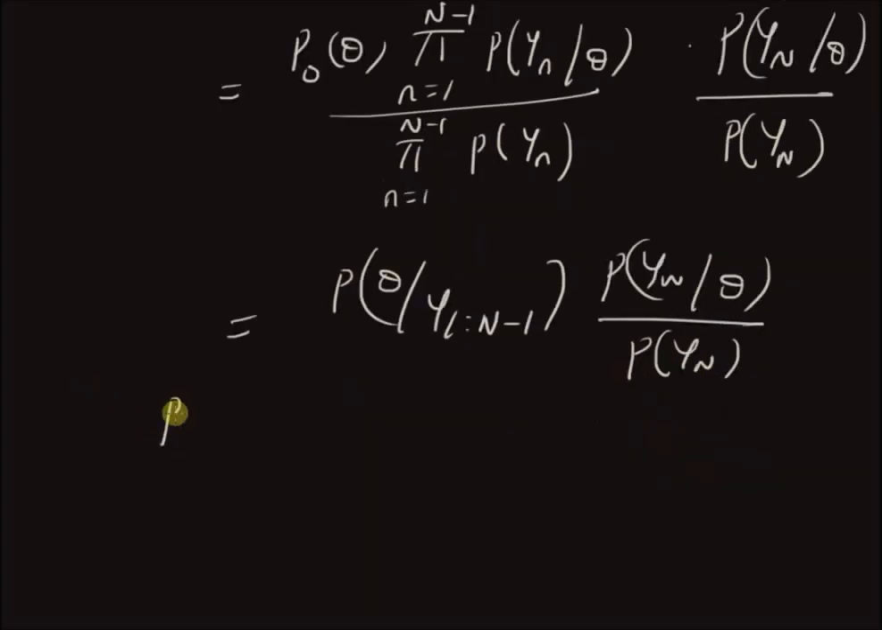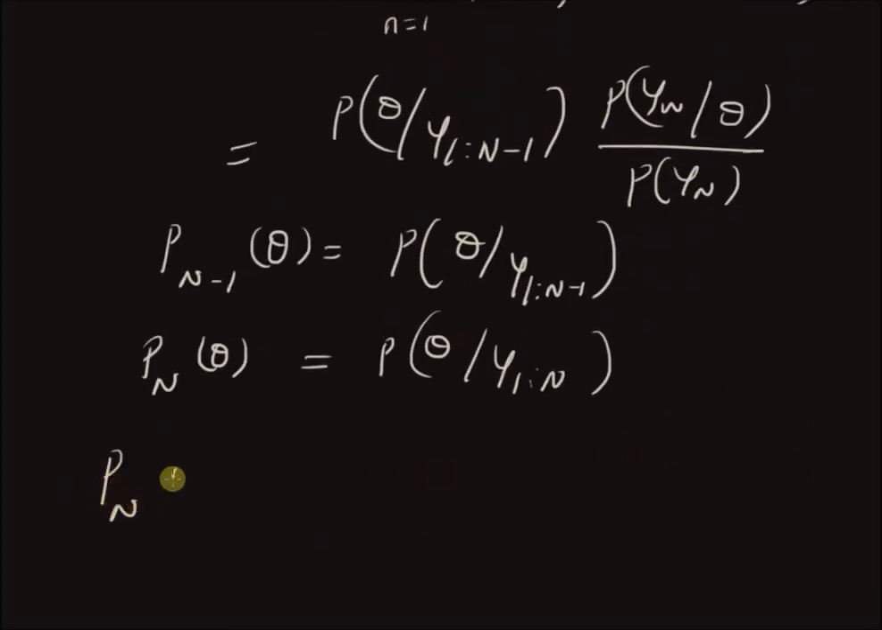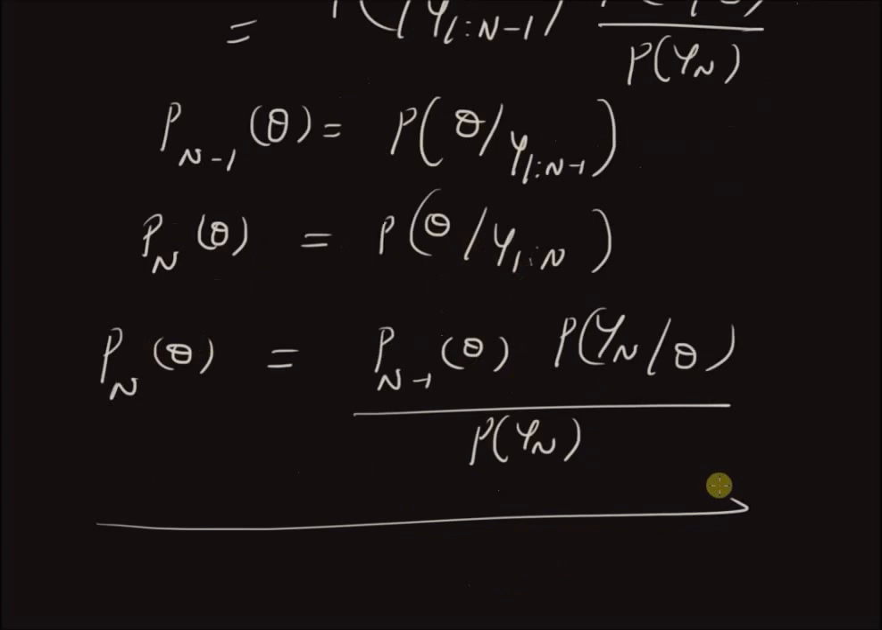Now by simply denoting P of n minus 1 of theta as P of theta given n minus 1 measurements, and Pn of theta as the current posterior, that is P of theta given n measurements, we can write that P of n of theta, that is the current posterior, is equal to the current prior multiplied by the likelihood of the latest measurement divided by the corresponding evidence. This is the sequential form of the Bayes rule for IID measurements.